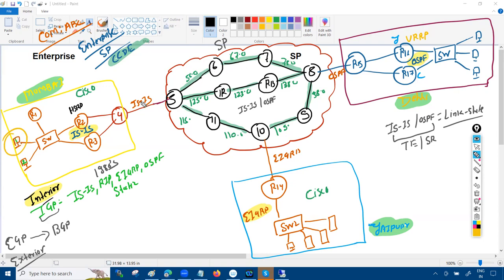So if you run the IGP protocol between these guys, what happens? All the service provider information will be exchanged with the customer. That's a problem. IGP is not a very scalable protocol. That's why we came up with a solution called the BGP protocol.